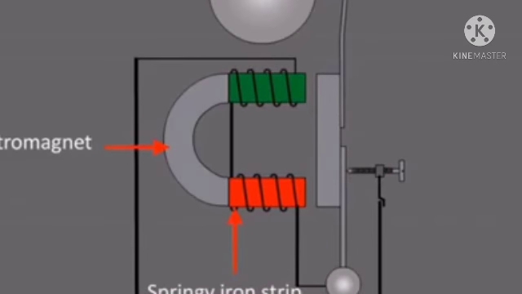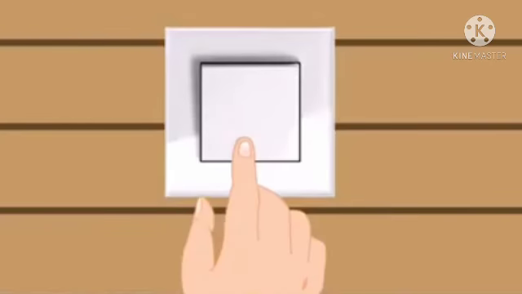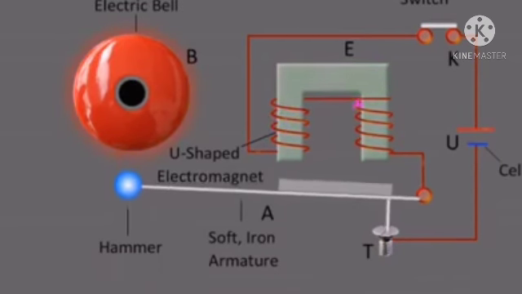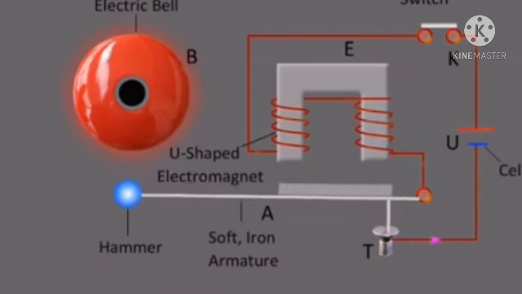An electric bell consists of an electromagnet and a springy iron strip. An electric bell works on the principle of electromagnetism. It is a simple device which has a U-shaped solenoid, one end of which is connected to the spring of the switch. Basically all components are the switch, electromagnet, hammer, soft iron, gong, armature and spring.